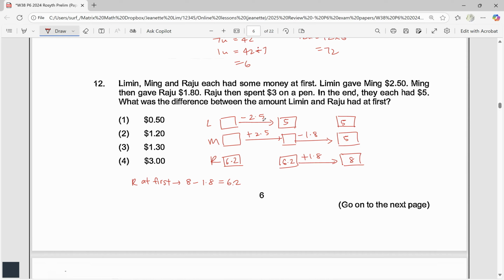Okay, so to find Lee at first, you work backwards. 5, add back 2.50. So Lee at first, 5 plus 2.5, which is 7.5. Now we find the difference. 7.5 minus 6.2 is 1.3, which is $1.30. Answer option 3.